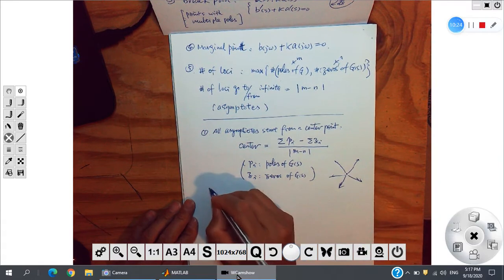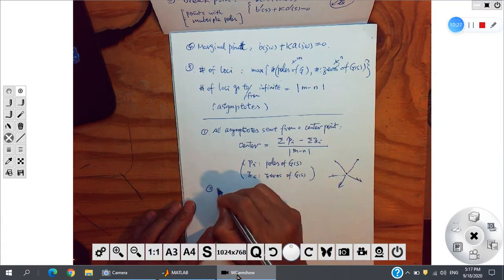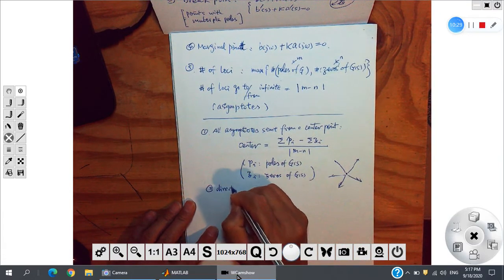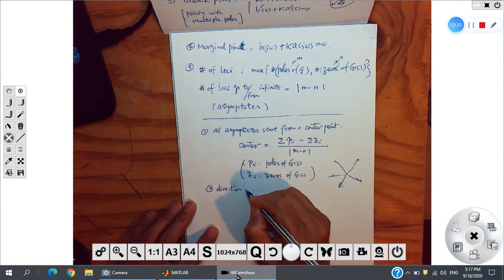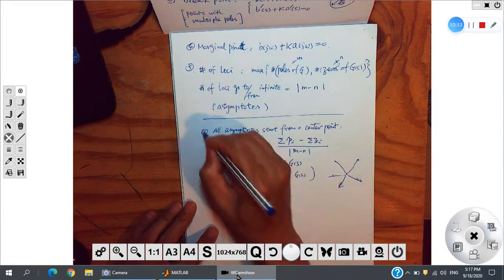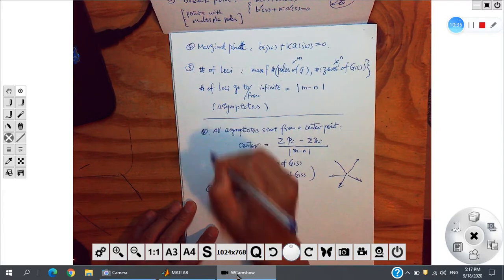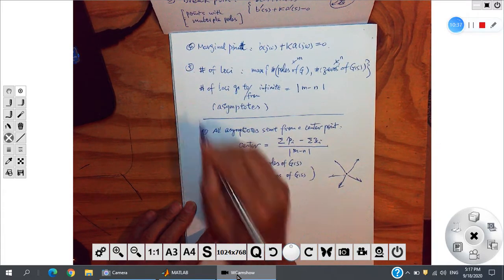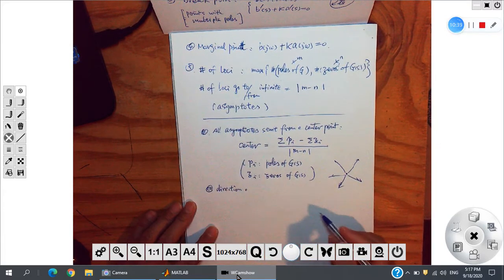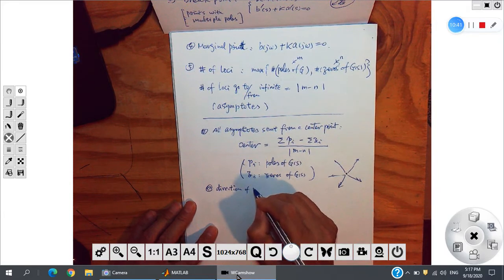And the second, the direction of the asymptotes. Let's say this is 5.1 and this is 5.2. The direction of the asymptotes.